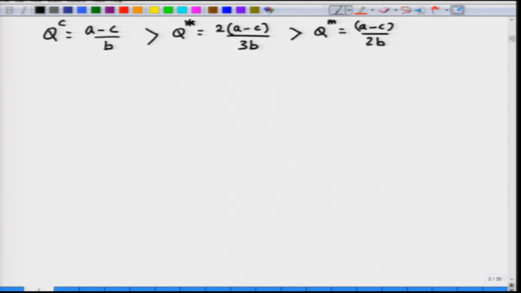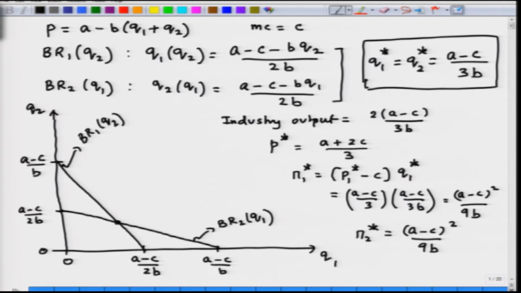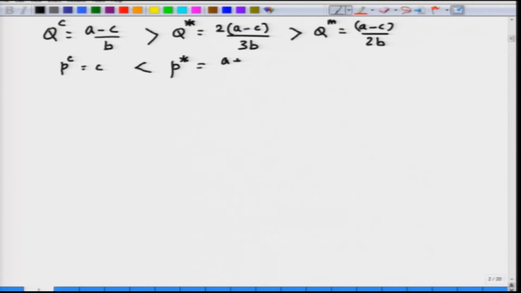Now, because the competitive market produces the maximum total output, the competitive price, which is equal to marginal cost, is less than the price under Cournot, which we just computed as (A plus 2C) by 3. (A plus 2C) by 3 is less than the monopoly price. The monopoly price is (A plus C) by 2, right.